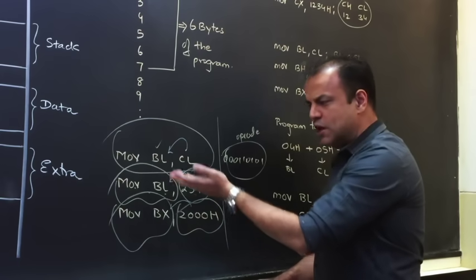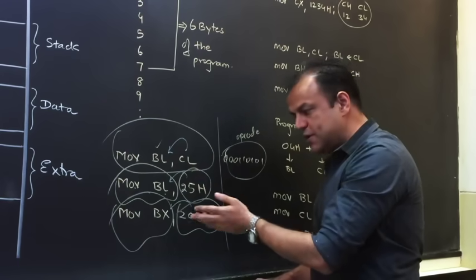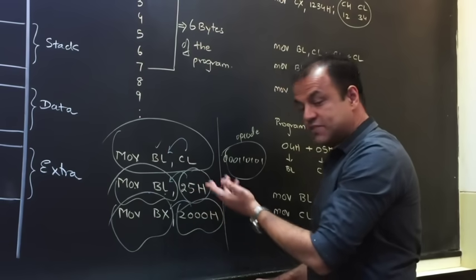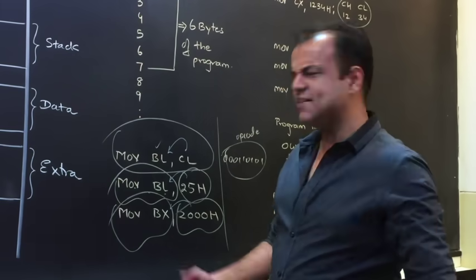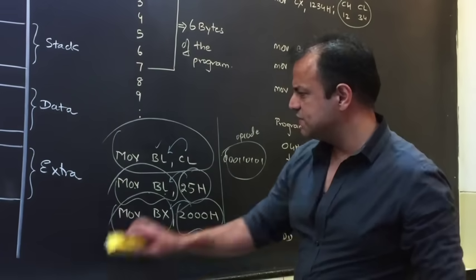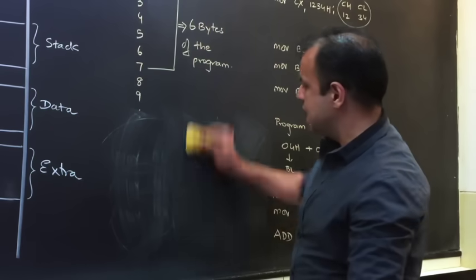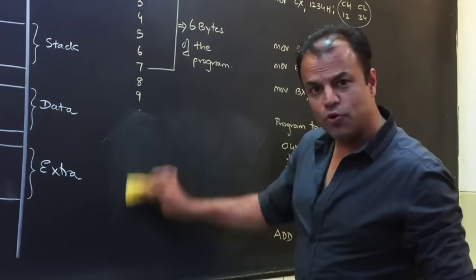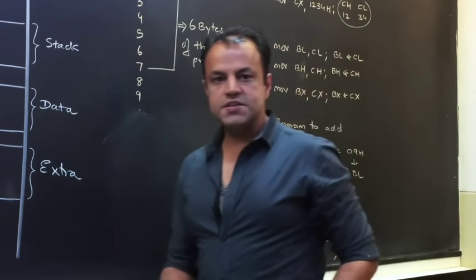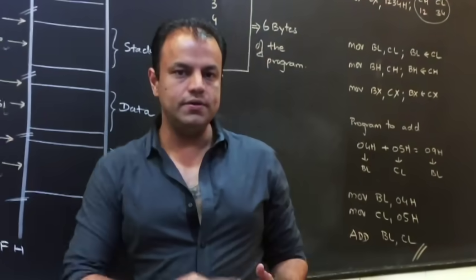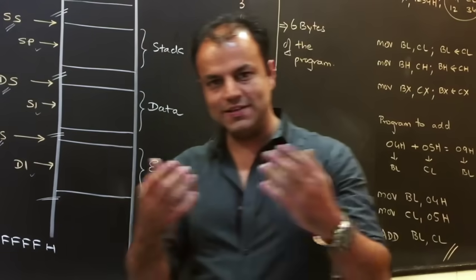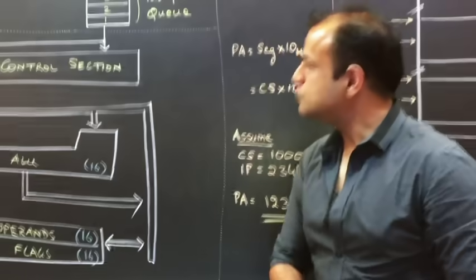Some just have an opcode, some have an opcode and an operand, an 8-bit operand, some have an opcode and a 16-bit operand, some have 2 operands, etc. So all I'm trying to make you understand is different instructions are of different sizes. I hope you understood that. So instructions can vary from 1 byte, 2 byte, 3 byte, all the way up to 6 bytes. Now, let's come back over here.